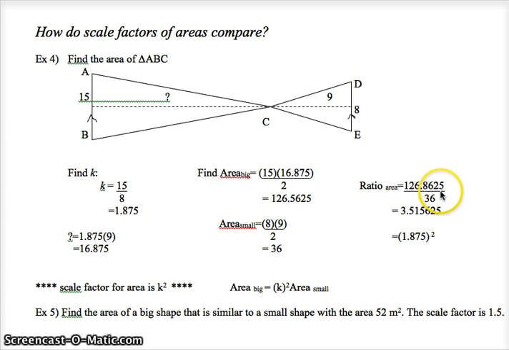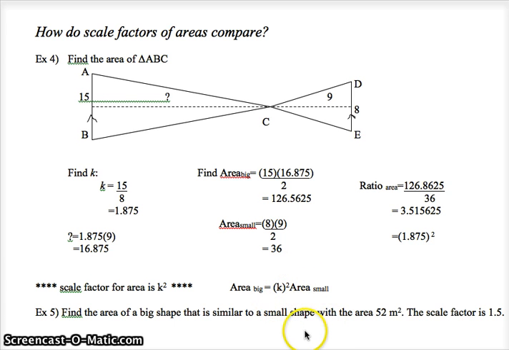So how does that compare to our scale factor? Well, when we find the ratios of our areas, we get 3.515625, which happens to be our scale factor squared. So the scale factor for area is k squared. So the area of a big triangle is equal to the scale factor squared times the area of a small. And that's because if you think about it, you have two dimensions, base times height, that have both been multiplied by the scale factor. So you've actually multiplied it by k twice, which is why it works out to be k squared.